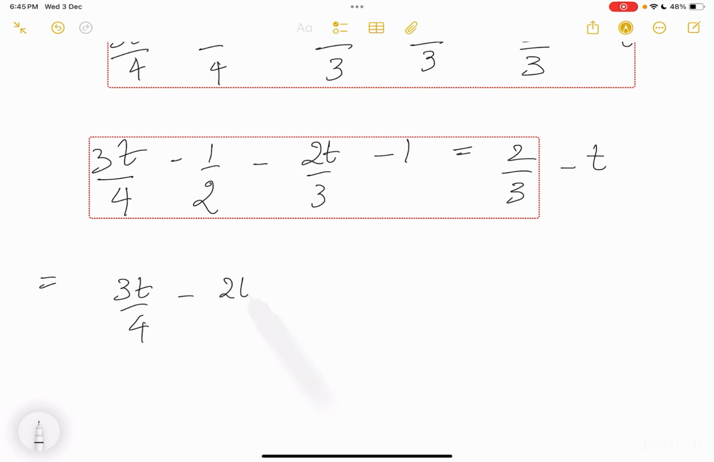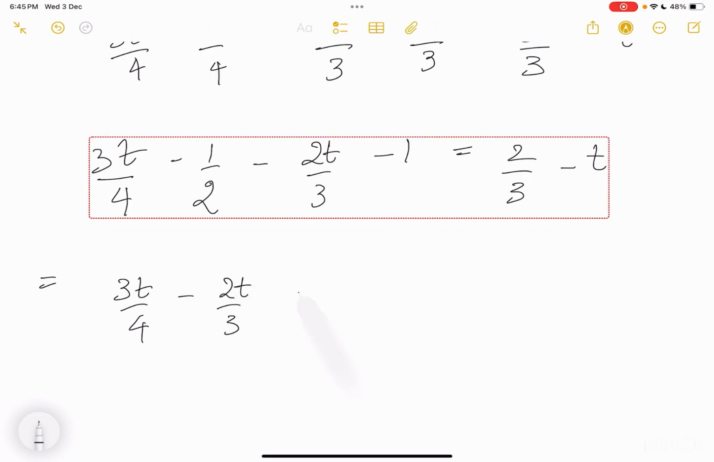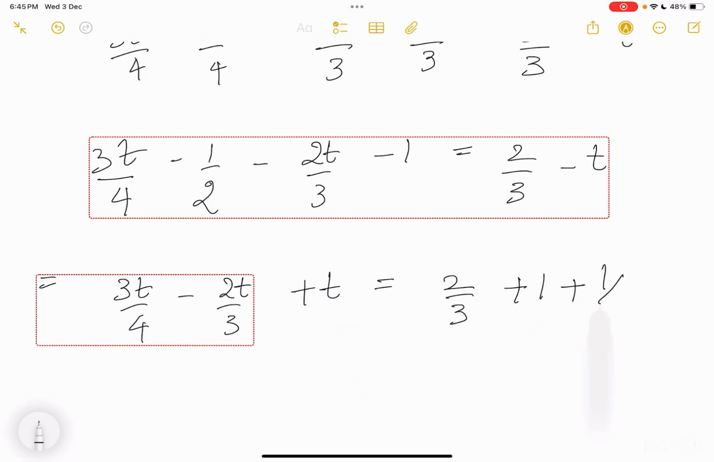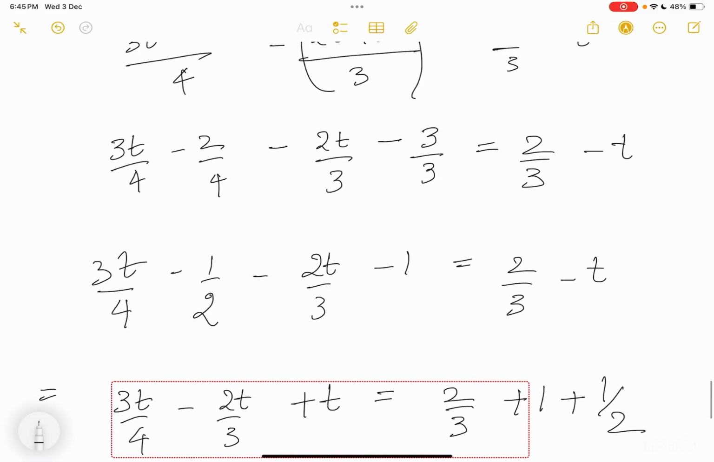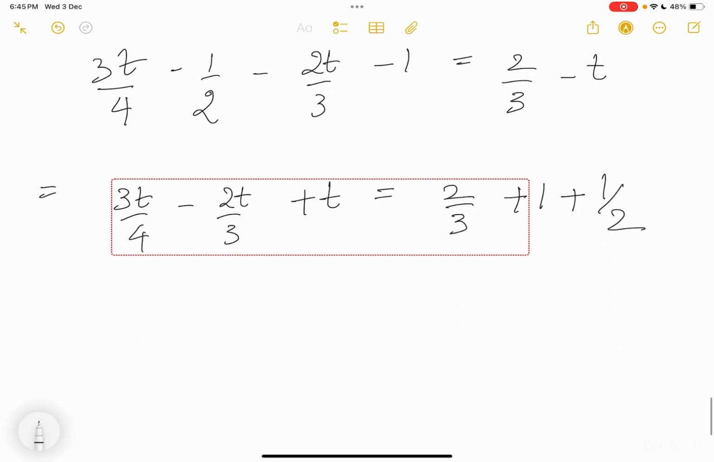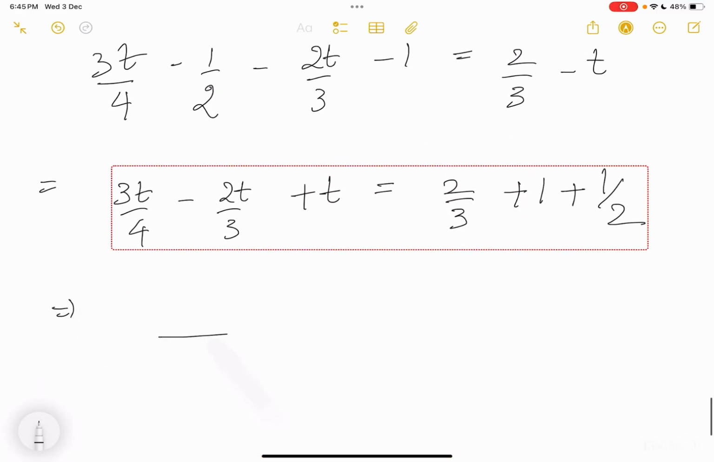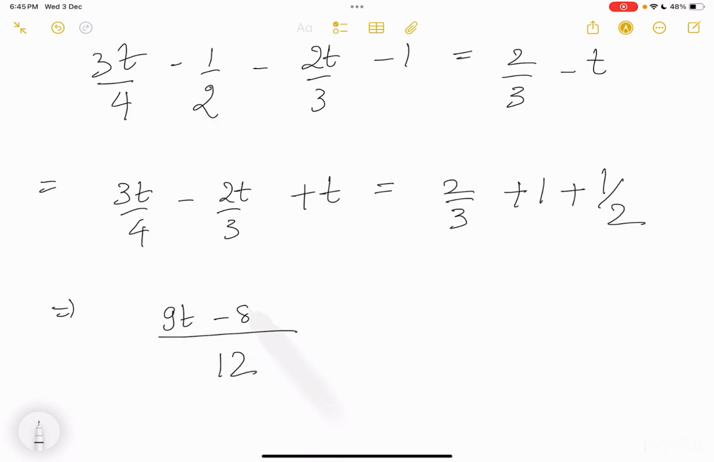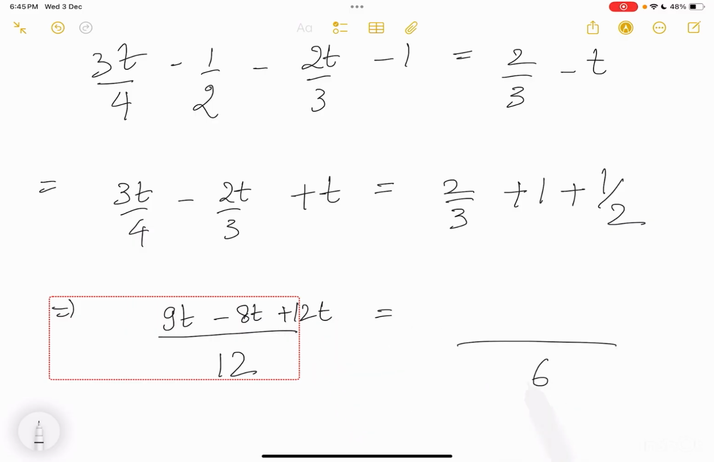3t by 4 minus 2t by 3 and plus t. Now I'm doing nothing, I'm just separating out the numbers on one side and variables on the other side. Okay, you need to be careful with the calculations. You will be having a 12 as LCM. This will be 90, 80 plus 12t. Please be careful with the calculations.